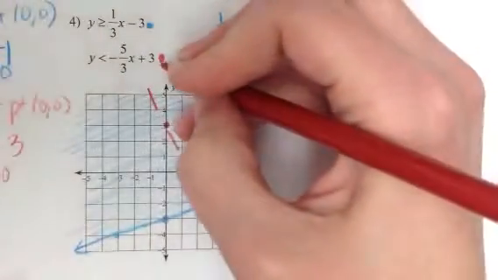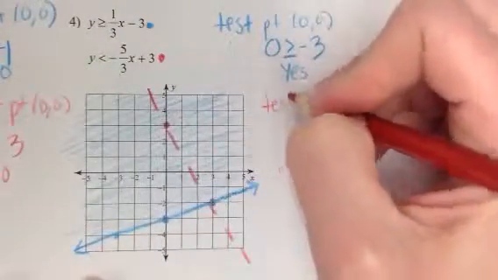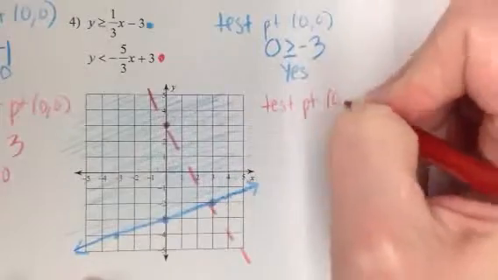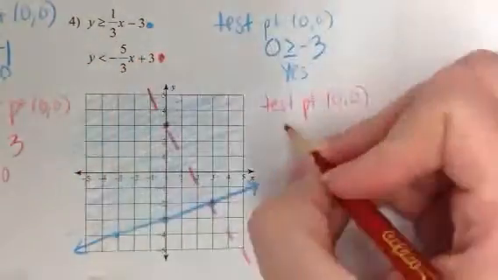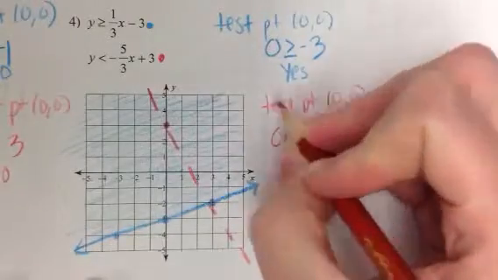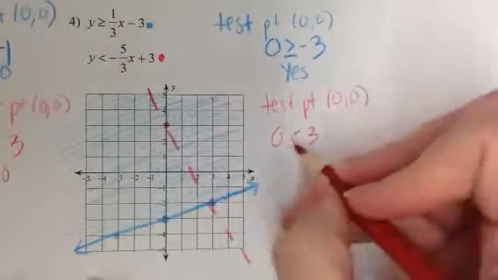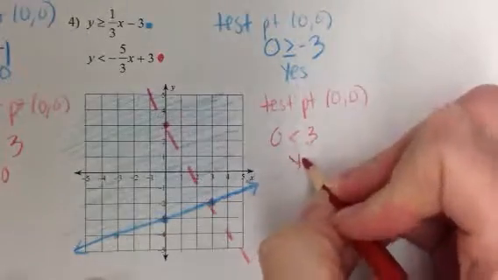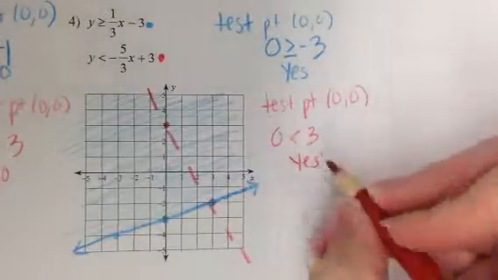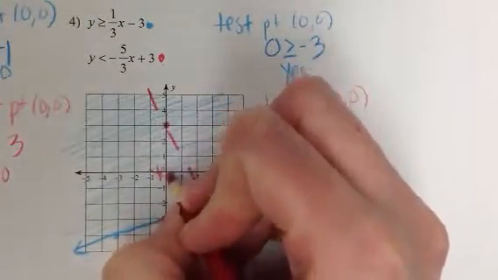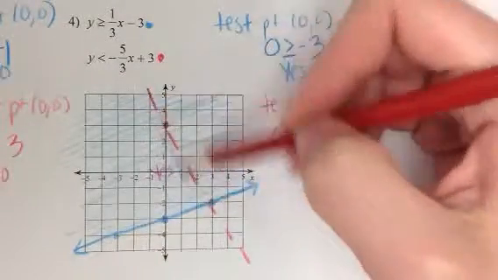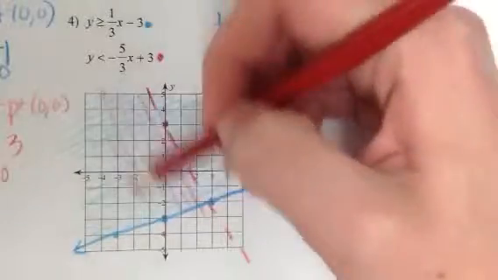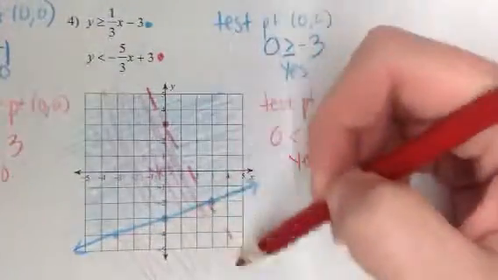Then I'm going to plug in a test point for the bottom equation, my red one. I'm going to test the same point, 0, 0. So if I put 0 in for y and 0 for x, I have 0 is less than +3. Is that true? Is 0 less than 3? Yes. So at 0, 0, I'm going to write yes in red, which means I'm looking at the red line. This whole side of this red line is yes. All, even this down here, everything on this side of the red line is yes.